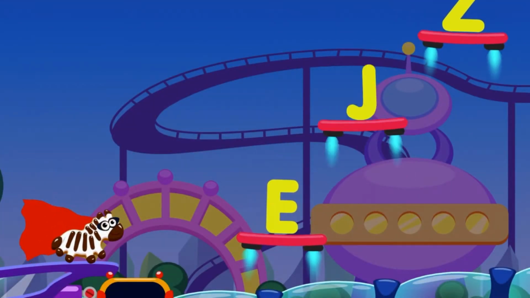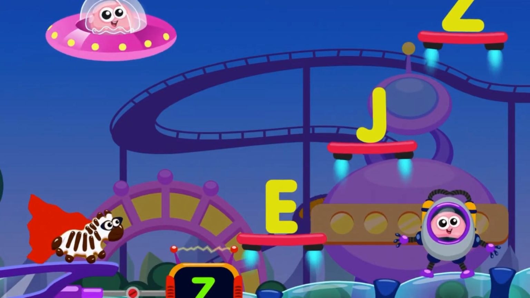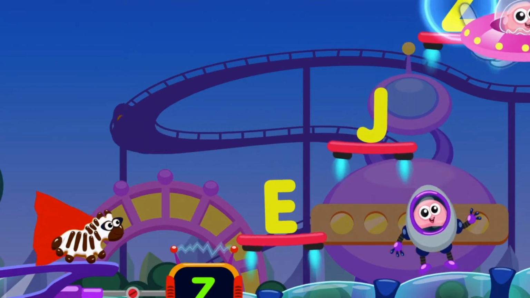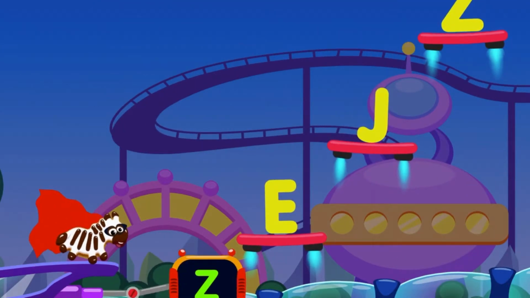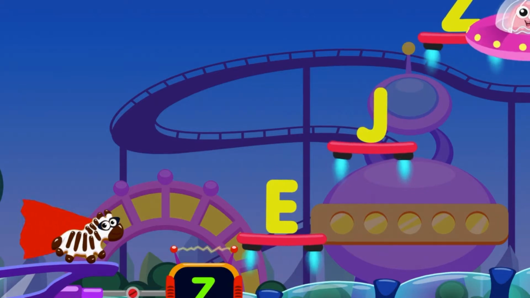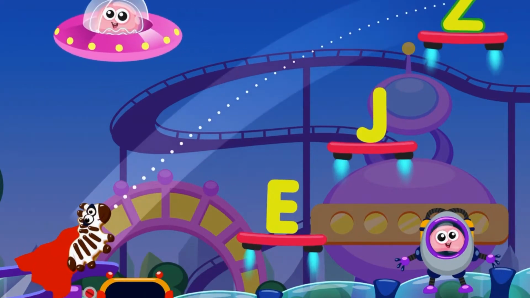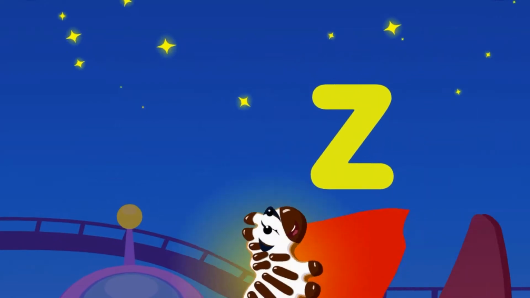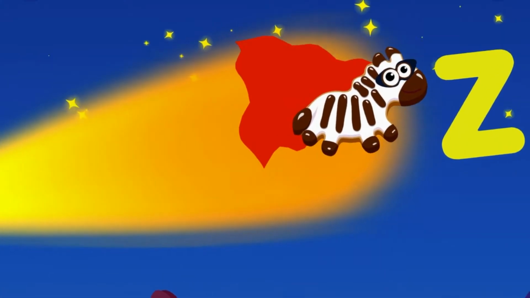Z is for zebra. Z. Zebra. Z. Zebra loves the letter Z.